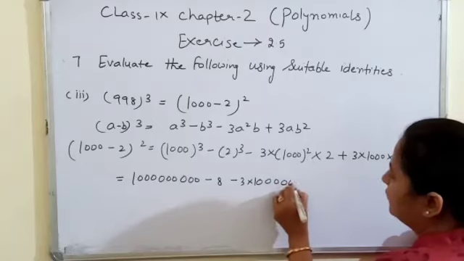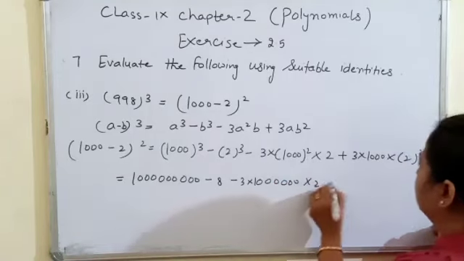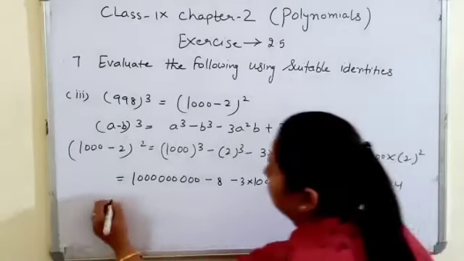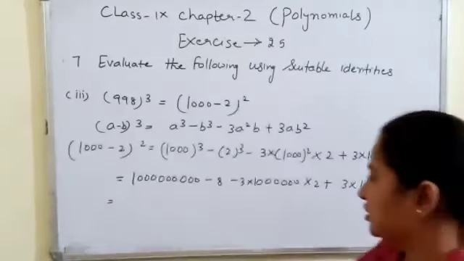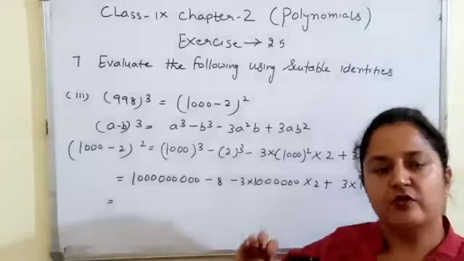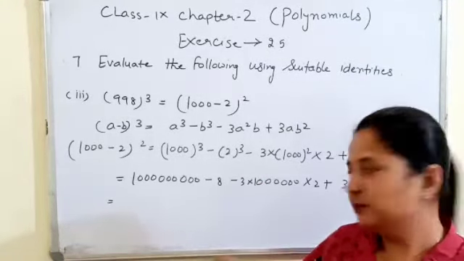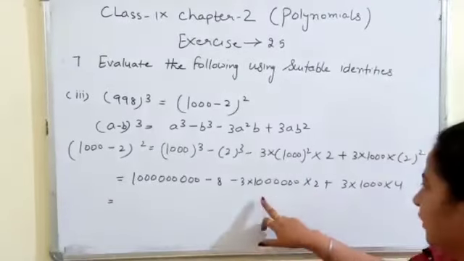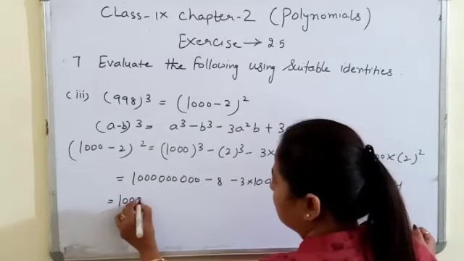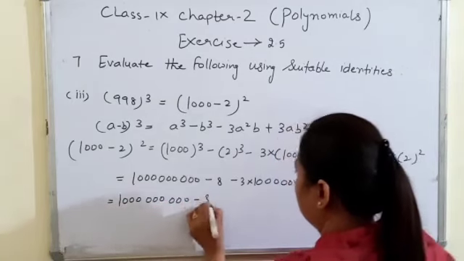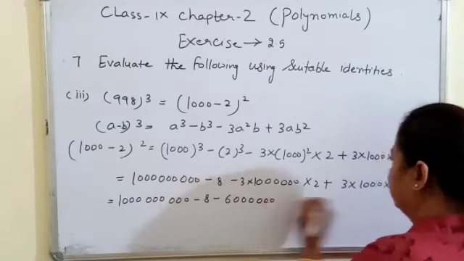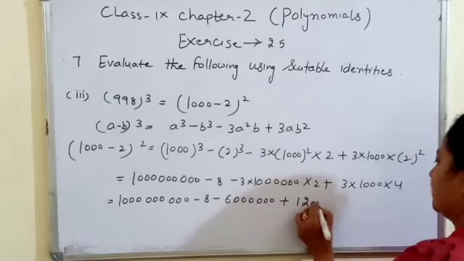1000 square means we have 6 zeros, plus 3 into 1000 into 4. You are not able to do the multiplication? 1000 multiplied 3 times: we can write 3 zeros for the first, 3 for the second, 3 for the third. It means in total we have 9 zeros, and for the square we have 6 zeros. You have no need to do the calculation again and again. 6 zeros and 12,000.